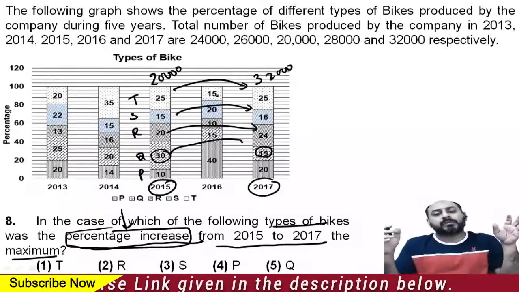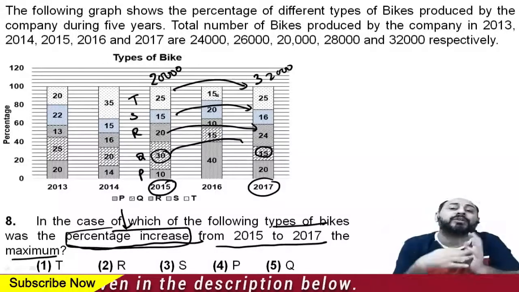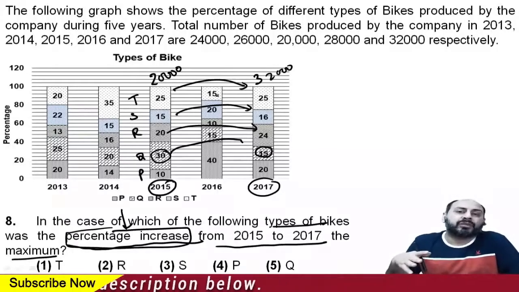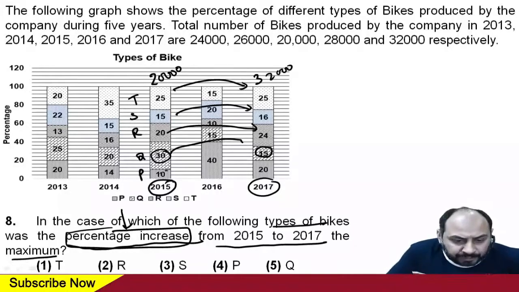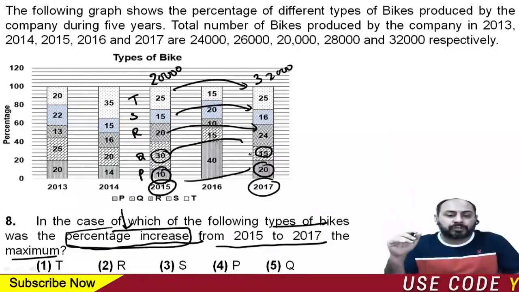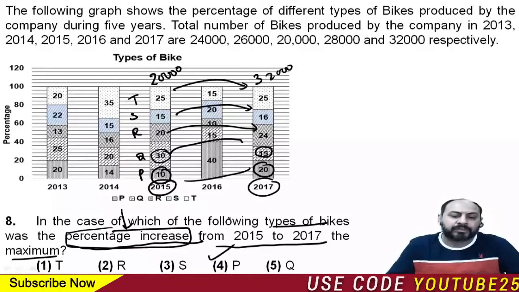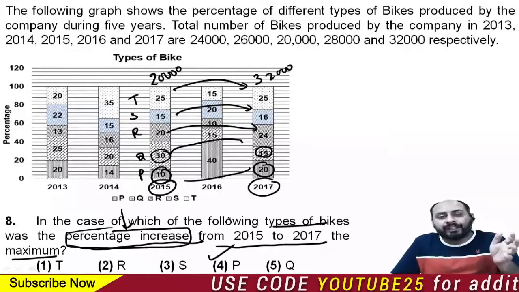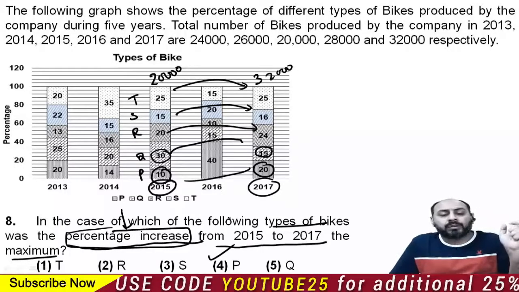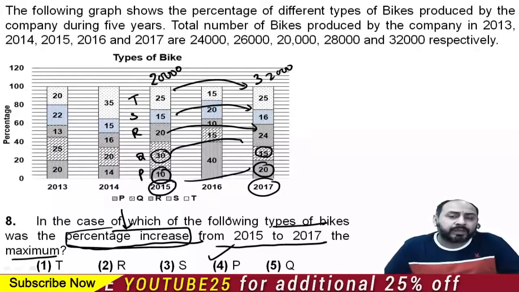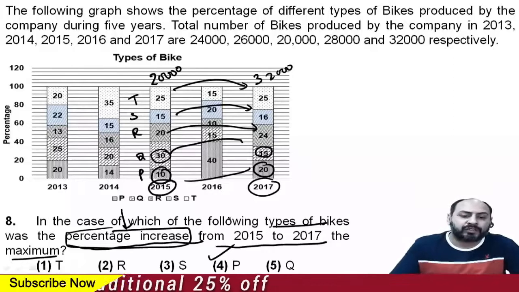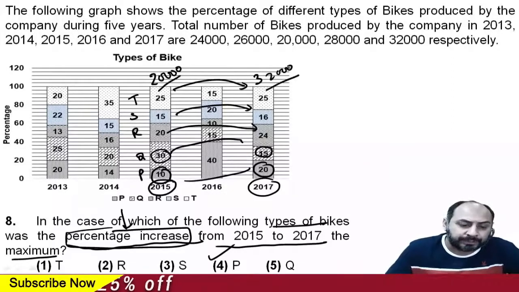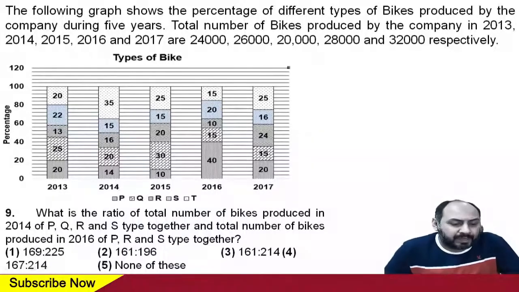Had the question been asking me about the percentage increase in the units produced, then we would have calculated the actual number of units, but nothing is mentioned, so we can directly compare the percentages. So only in case of P, you can see from 10% to 20%, there's a growth of 100% over here. So option 4 becomes the only correct answer, and just by seeing it, you can mark the answer. There's no need to calculate it. I'm telling you again, if the question asked what is the growth in terms of the number of units produced, then you would have actually calculated with these values, right? Let's move to question number 9.